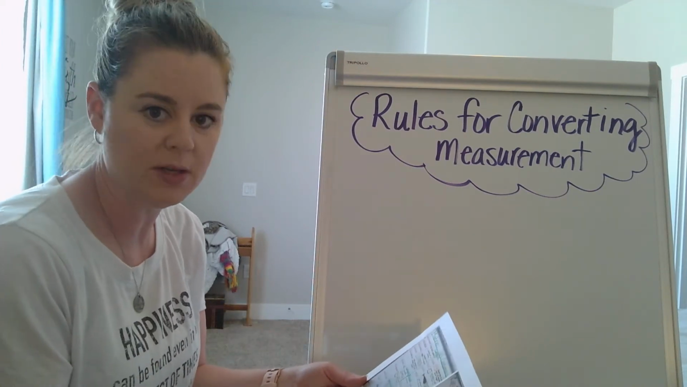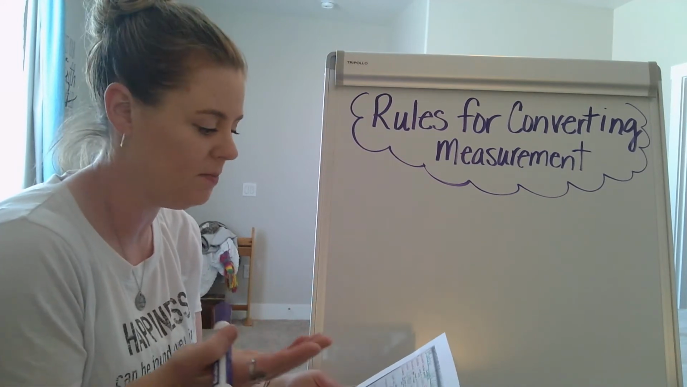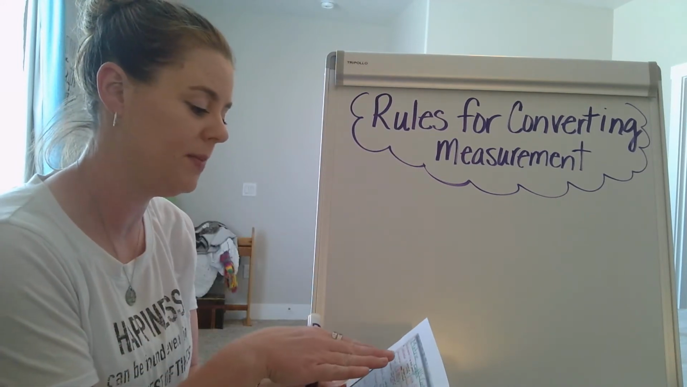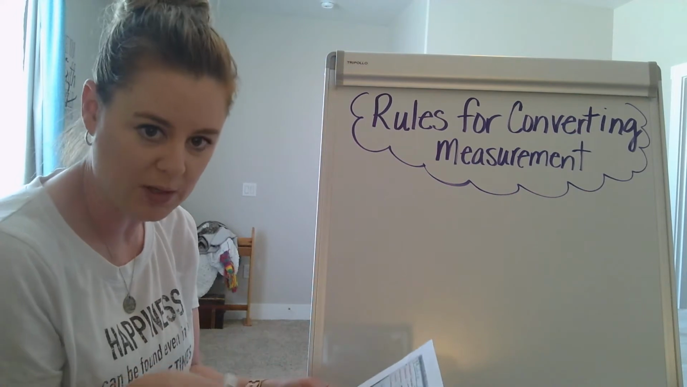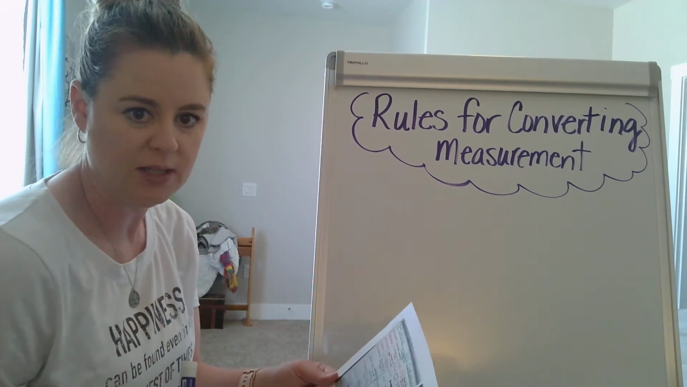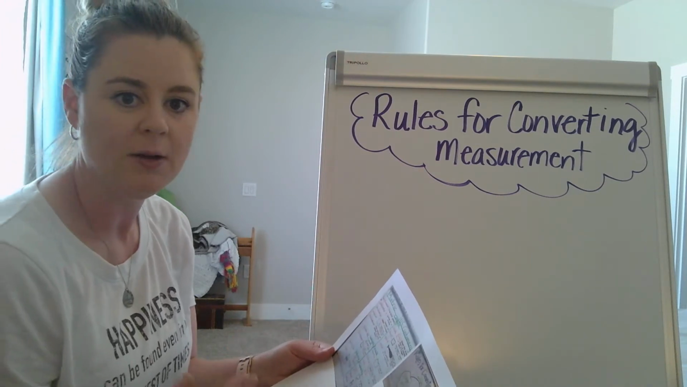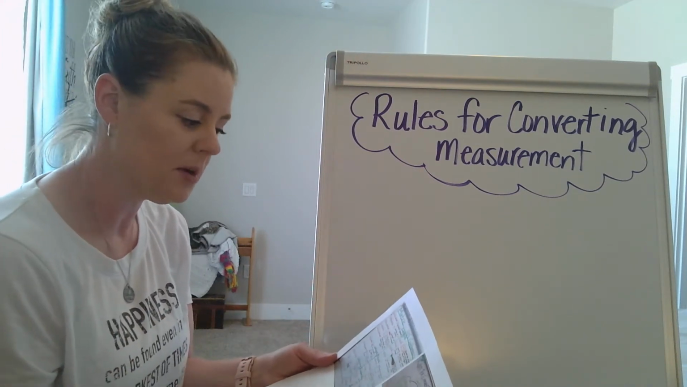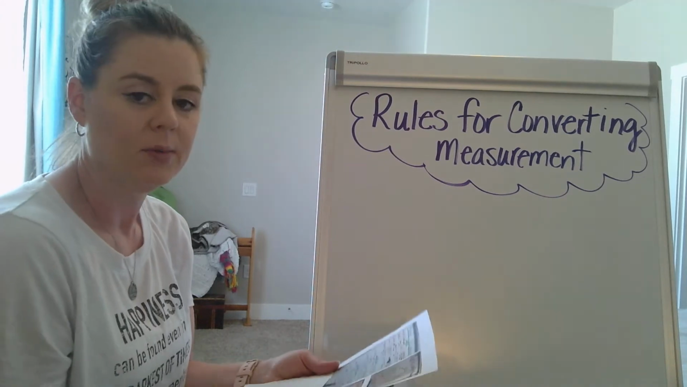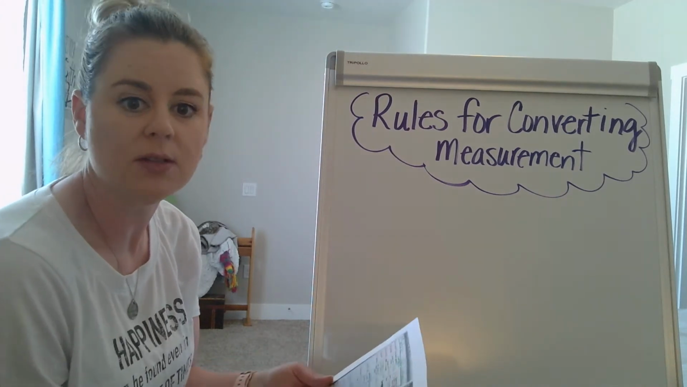So what would you measure in milliliters or millimeters? What would you measure in centimeters? What would you measure in decimeters? And just down the list for metric and for customary. Remember, the US uses customary measurements. Pretty much everywhere else in the world uses metric.